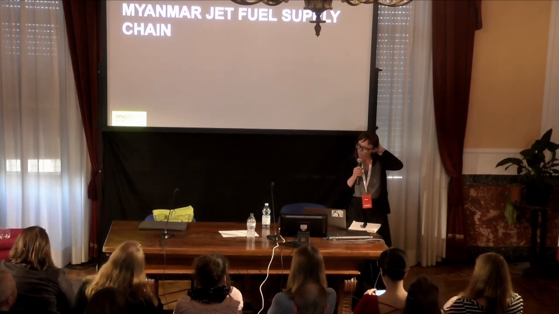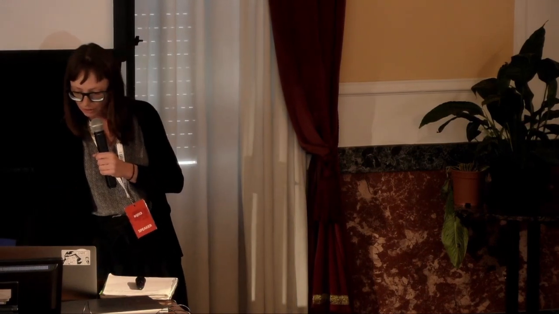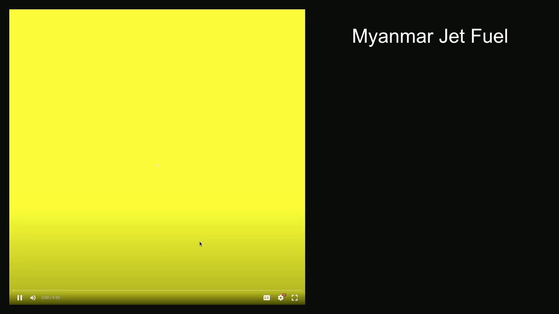Okay, so now I'm just going to talk about a recent report that we put out on the Myanmar jet fuel supply chain. So we had researchers go to Myanmar to document airstrikes, plenty of airstrikes in Myanmar. Then we had a researcher that was leaked some documents about the jet fuel supply chain. She's in business and human rights. And so I'm gonna play a video here and we'll see if it works. Amnesty Yellow, just in case you forget.